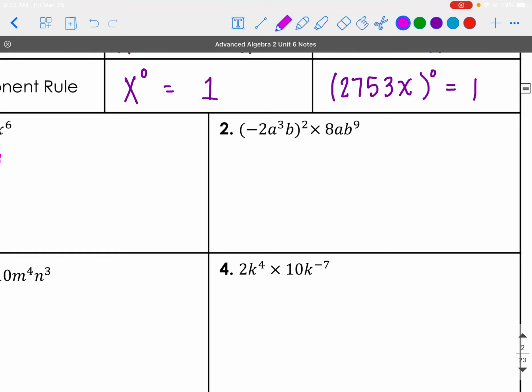Now, number 2, that first term is already squared. So let's square that first. That would be 4, negative 2 squared is 4, a to the 6th b squared. And that's still times 8ab to the 9th. So when I multiply, we get 32, a to the 7th, b to the 11th.